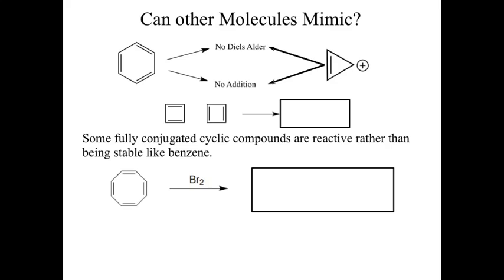Further, if we take a look at the cyclopropenyl cation, the one on the far right, we notice that we also don't get a Diels-Alder reaction, and addition reactions don't seem to work well. So we do have something that's similar to benzene. It is cyclic, we do have these p orbitals, and it also doesn't react the same.